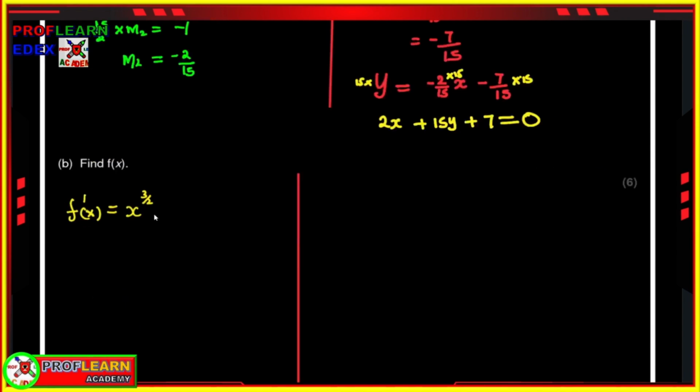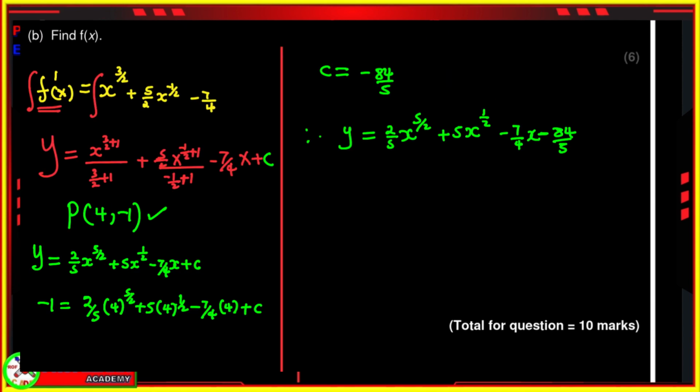And that function f prime of x, we can write it this way, so that we can begin the integration term by term. Integrating f prime of x becomes y, or f of x. So we shall now increase the power by 1, then divide by the new power. This is 5 over 2 x raised to power negative 1 over 2 plus 1, over negative 1 over 2 plus 1 as well. Then this is minus 7 over 4. Since it's a constant, we add an x, and then we shall say plus c.